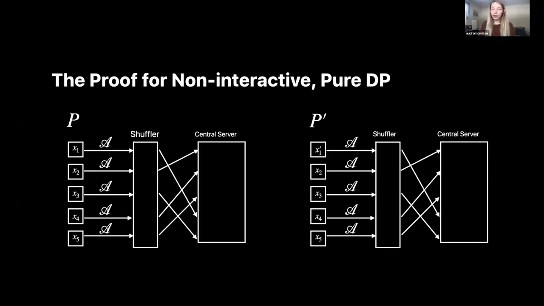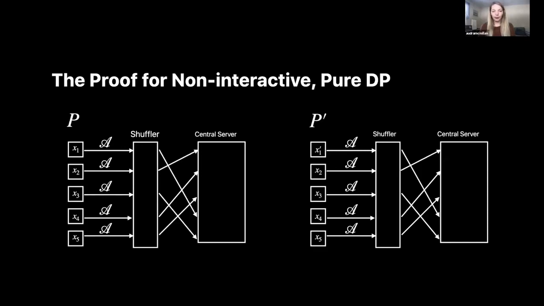And the proof of approximate is a little bit more complicated, but there's a nice trick that gets you between them. Okay, so this is what we want to analyze. We're going to narrow down to two data sets, P and P prime. Remember, all we want to prove is that what the central server sees, which is the mixture, the permutation of all the local reports, is epsilon differentially private.